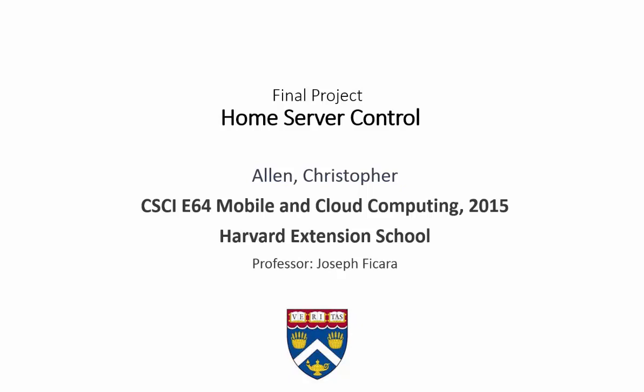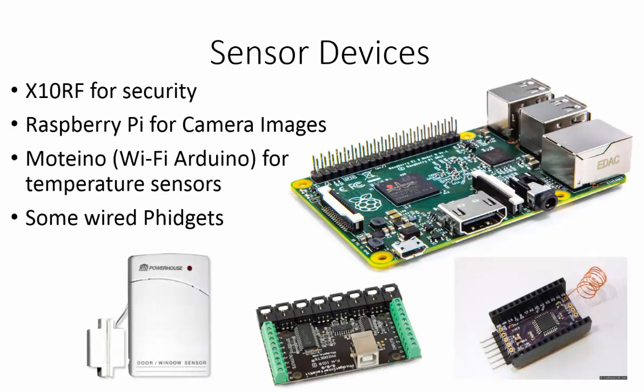So I've put together a system over the last few years that allows me to control and get information about what's going on in my house. I've got various X10 RF sensors, which are in the lower left here for reading door and window information. So when a door or window opens or closes, a wireless signal is sent to the computer and it logs that information.